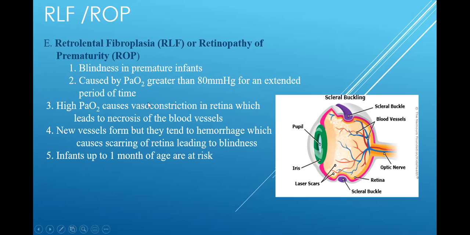All right, any questions on RLF or ROP? RLF and ROP are caused by too much oxygen, a PaO2 greater than what? 80 millimeters of mercury, not 80% on the wall. We're talking about PaO2. When you get an ABG and his PaO2 is greater than 80, you run the risk of blinding him because of RLF or ROP.